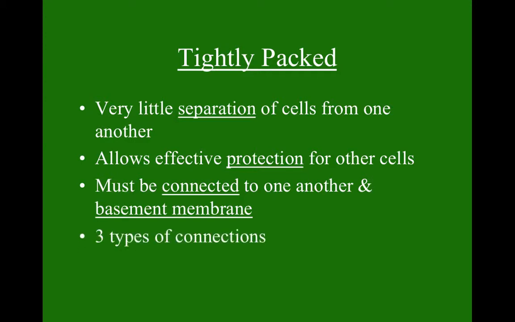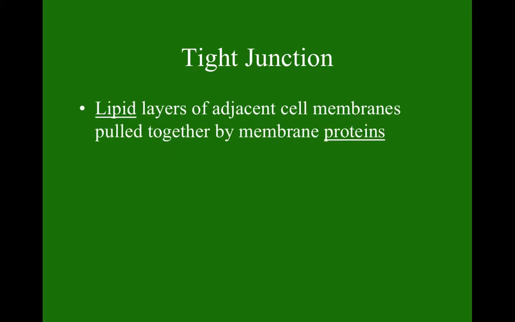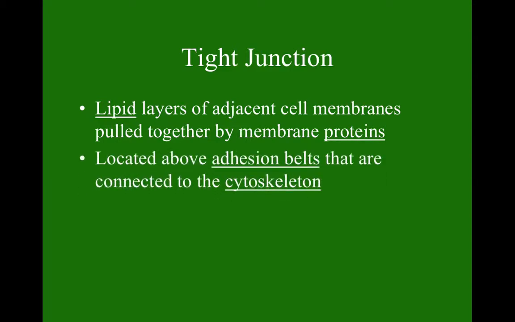We have 3 types of connections that we're going to take a very brief look at here. The first one is called the tight junction. What happens in the tight junction is the lipid layers of the cell membranes are pulled together by membrane proteins that run through both cell membranes. It actually looks like they've almost been stitched together. These tight junctions are located in a region called adhesion belts. And these adhesion belts connect to the inside cytoskeleton, which gives the cells their shape.